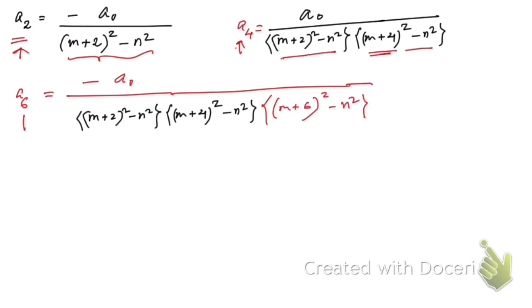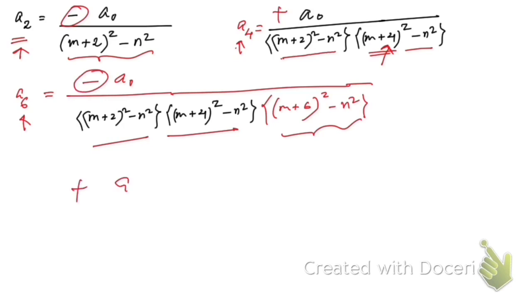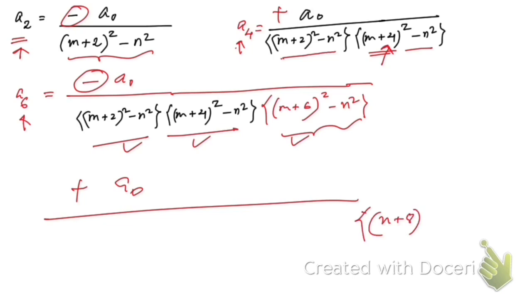So when we write a6, with these two we have to multiply this one as well, if you observe the pattern carefully. Here we had m plus 4, here we must have m plus 6, right? In the next term, this is negative, this is positive, this is negative, again the next term will be positive: a0 divided by these three factors, as well as one more factor, that's going to be (m plus 8) whole to the power 2 minus n square, right? Hope you have understood this pattern, right?